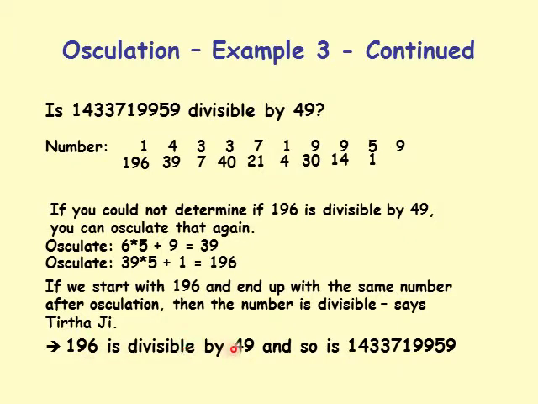That means 196 is divisible by 49, and so is 1433719959. So if in doing osculation you end up with the same number as you started with, then that number is divisible. Okay, let's continue here.